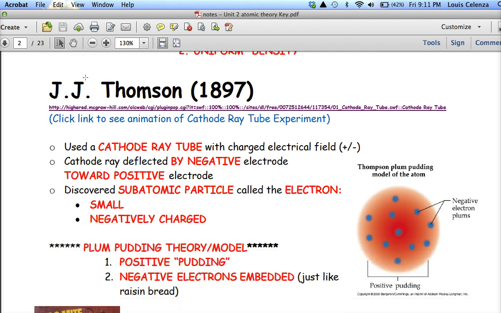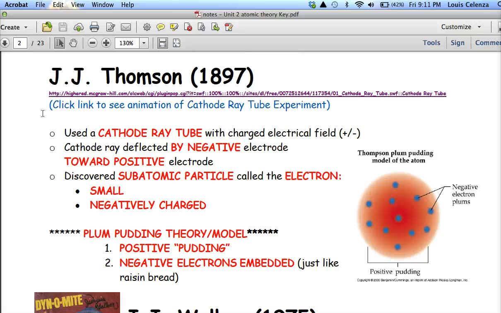The next person is a guy named J.J. Thomson in the later 1800s. If you have this ditto, you can just click on this link, but I'm not going to take up the time. The cathode ray tube is not an experiment that they ever ask about on the Regents exam. But it is how he discovered one of these subatomic particles. He discovered the electron. He discovered that the electron is extremely small and that the electron is also negatively charged.